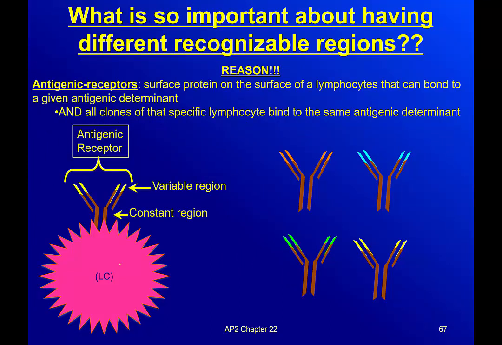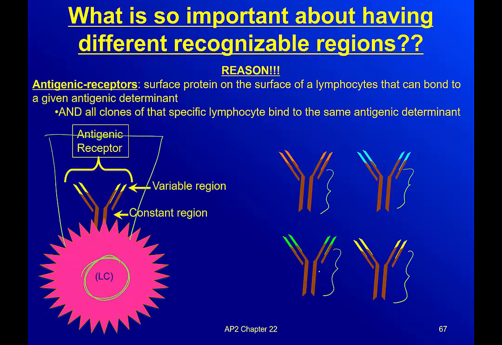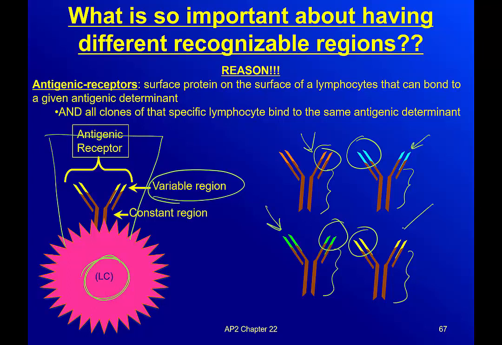Well, my lymphocytes have these things on their surface. They're called antigenic receptors. The base of these are called the constant region. All of them are the same. But the tips out here vary. That's why they're called the variable region. And depending on what tip you have, it determines what you recognize. So you'll notice I've got kind of an orange tip, a blue tip, a green tip, a yellow tip, right?